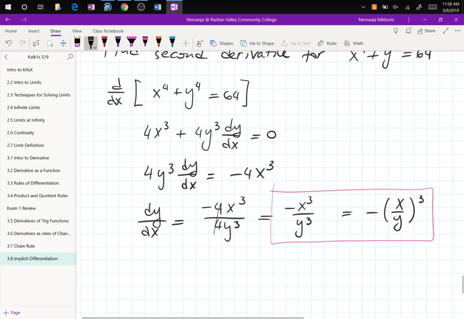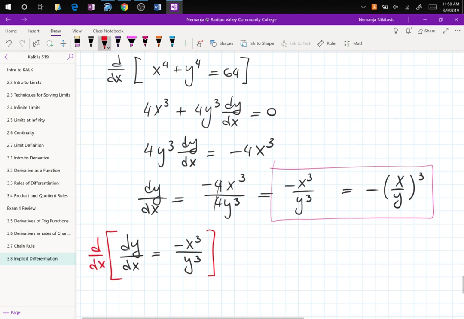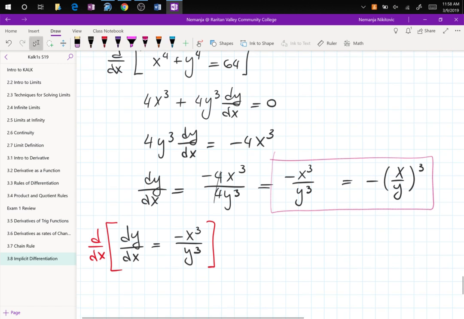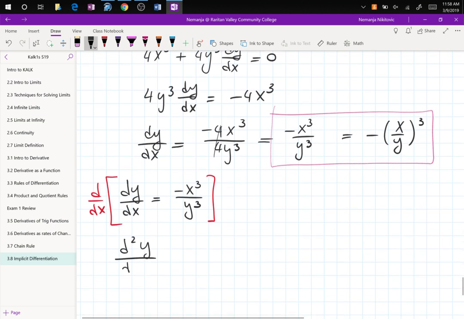And now you need to differentiate that one more time. So you have the derivative equal to negative x cubed over y cubed, and you want to differentiate this again to get your second derivative. Well, d times d is d squared y over dx squared. That's the notation for the second derivative, and it's easily obtained. d times d is d squared, dx times dx is dx squared. It's very simple.